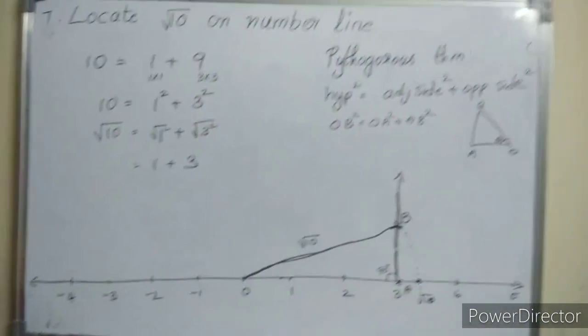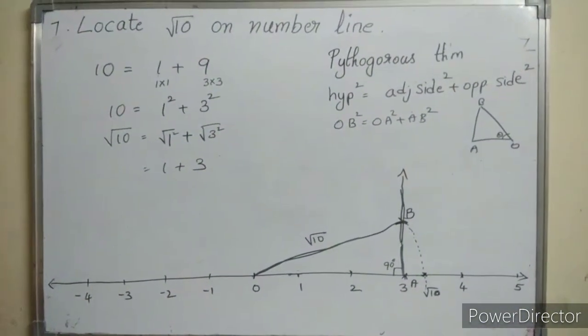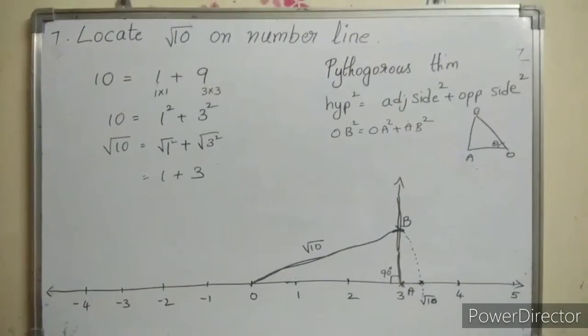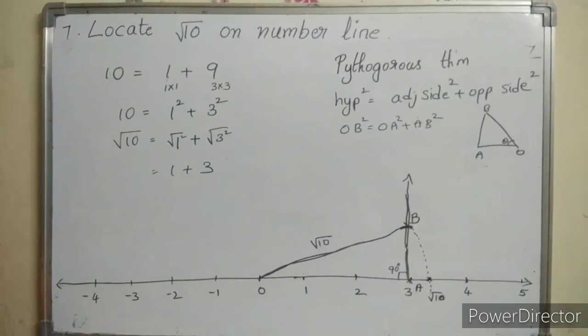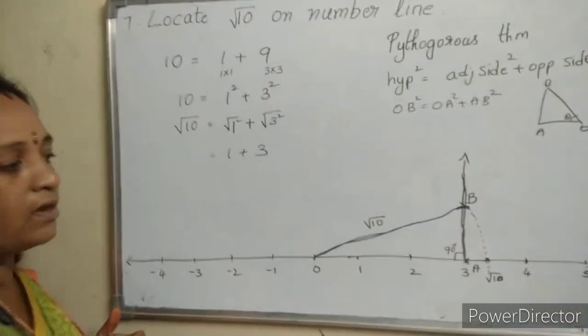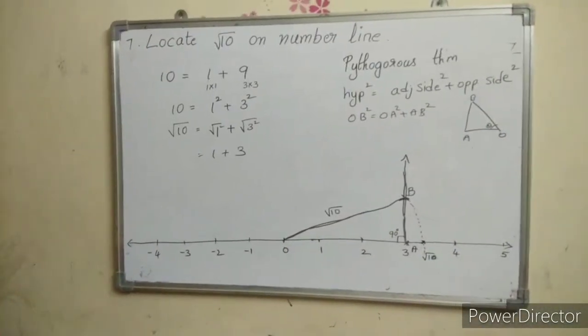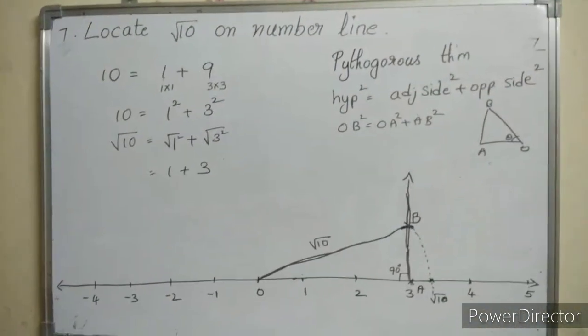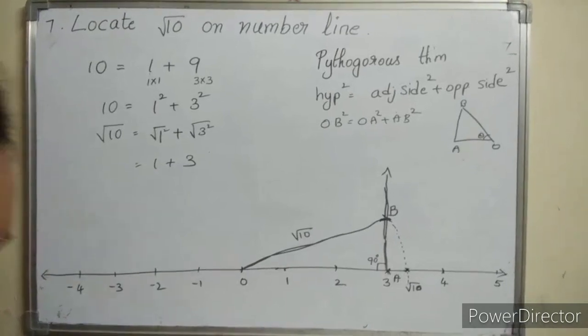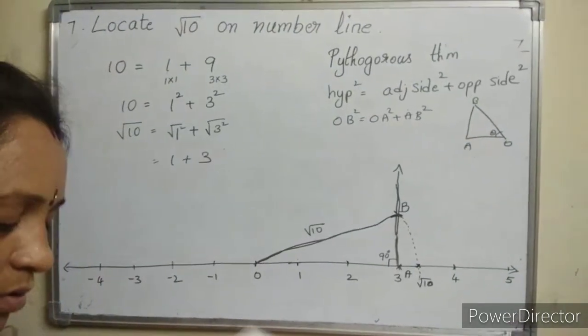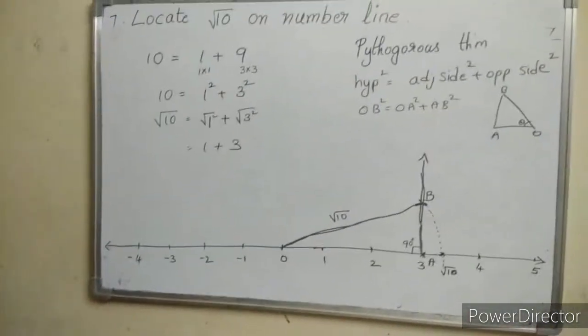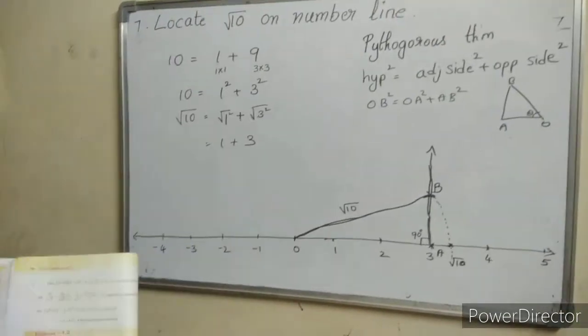Okay. That's all children. This is how we have located root 10 on the number line. I hope you know what a compass and protractor are. The remaining problems of this exercise you have to do as your homework.